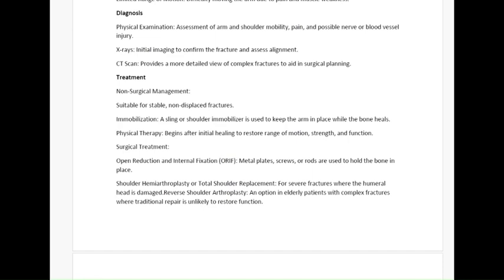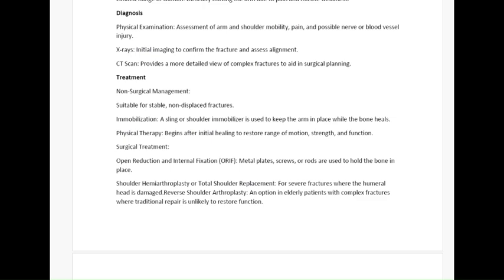The treatment: we can do conservative management. It's suitable for stable, non-displaced fractures. Immobilization: a sling or shoulder immobilizer is used to keep the arm in place while the wound heals. Physical therapy begins after initial healing to restore range of motion, strength, and function.